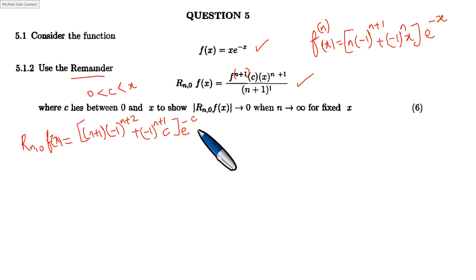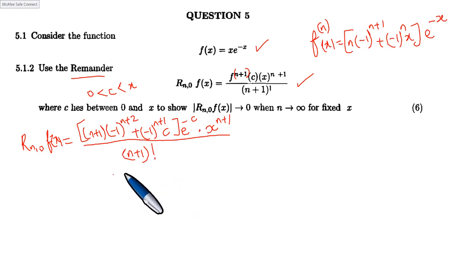Good. And then you multiply these by x to the power n plus 1, and this is exactly divided by n plus 1 factorial. And you have this, where c lies between 0 and x. So c is between 0 and x. You need to show this. Okay, so we have this. This is what we need.